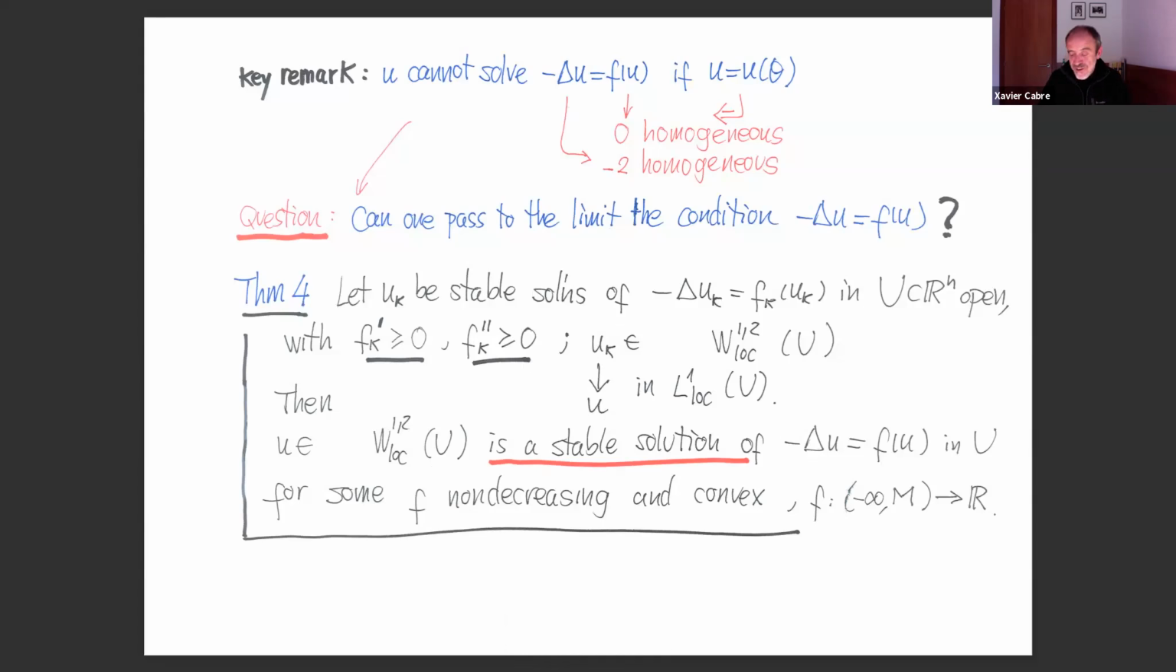like a compactness theory for harmonic functions, right? But for stable solutions of semilinear elliptic equations. So thanks a lot for the attention.